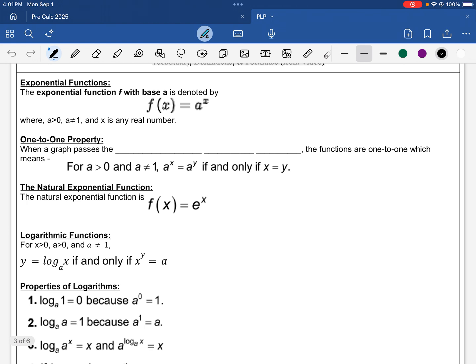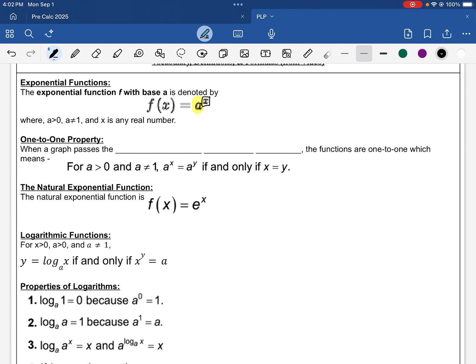The exponential function f with a base of a is denoted by f of x equals a to the x power. In your exponential functions, your base is always the bottom number, and then the power is what it is raised to. In this case, your power is x. Your a value, your base, has to be greater than 0, and it cannot equal 1. If it equaled 1, taking 1 to the 5th power would be 1 times 1 times 1 times 1 times 1, which would just be 1. And then x is any real number.